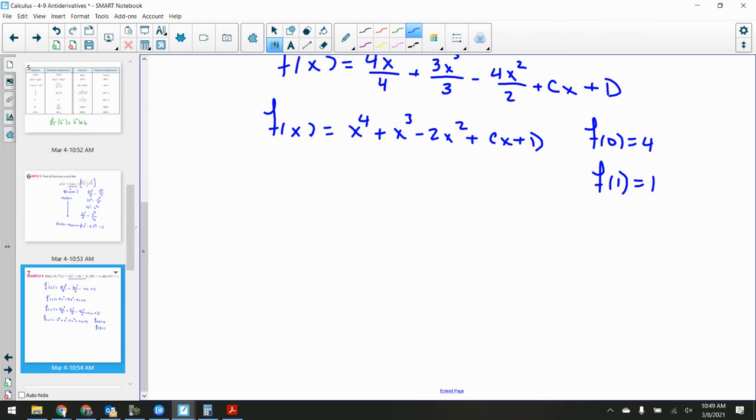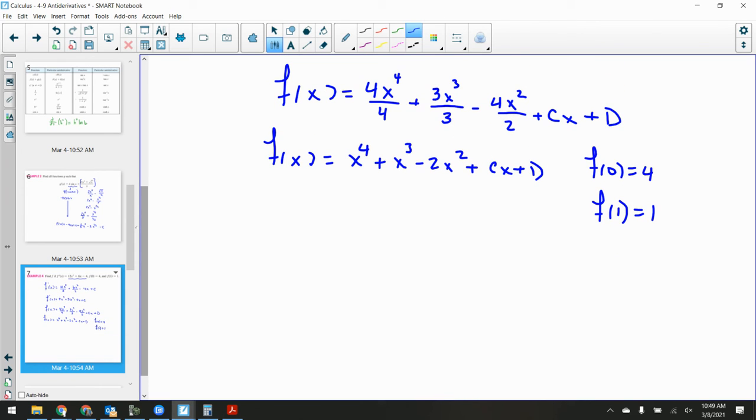Now, this f of 0 being 4, that's a very useful piece of information. What does that tell me? The y-intercept is 4. What value is that within my original? D. This tells me that D is 4, because if I plug 0 in for x, the y value is going to be 4. So 0 plus 0 plus 0 plus D is equal to 4. So I know that D is equal to 4. So that means f of x is equal to x to the fourth plus x to the third minus 2x squared plus cx plus 4.